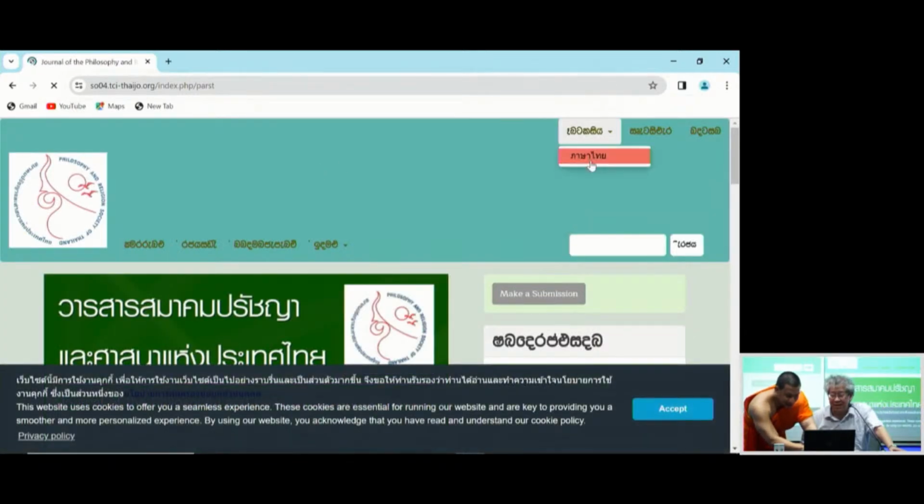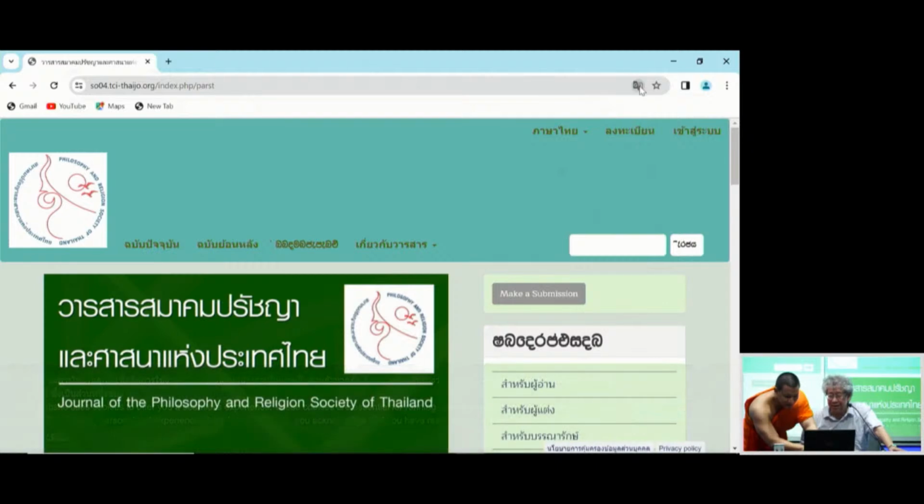Never mind. So a little bit of Sinhalese, which I don't know anybody from Sri Lanka here, so if necessary please translate it for us. So this is the website of the journal.